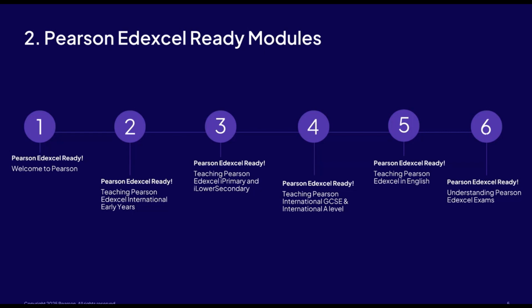around how you can use the curriculum and supporting resources together, but how you can also use them separately if needed. And then for our international GCSE and international A-level at Module 4, this is exactly the same as Modules 2 and 3. We look at the qualification, we look at the resources to support, and we show you how to bring them all together to create an effective classroom.